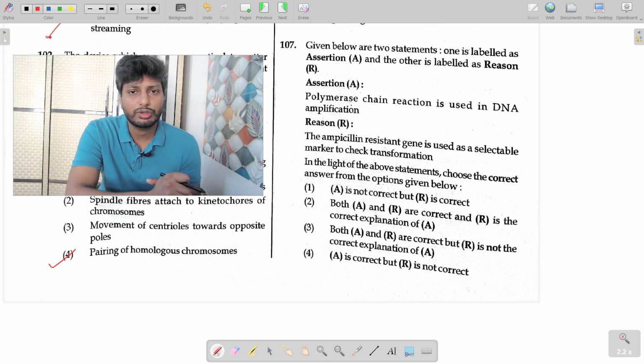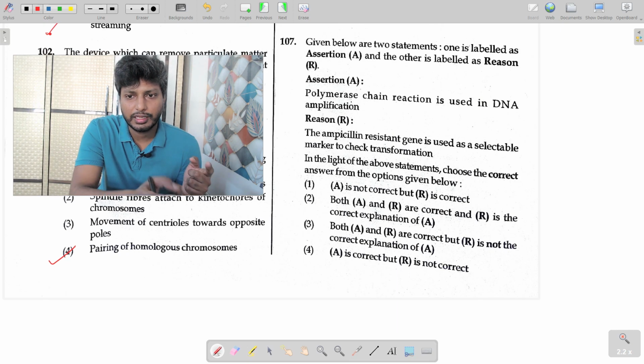So which option do you think will be right? The option which says that the assertion is right, the reason is also right, but it is not supporting the assertion. Dear students, in such questions you have to be careful. So let's read the options first. Option one says that A is not correct but R is correct. No, A is correct. Of course, A is correct. PCR is a DNA amplification technique.